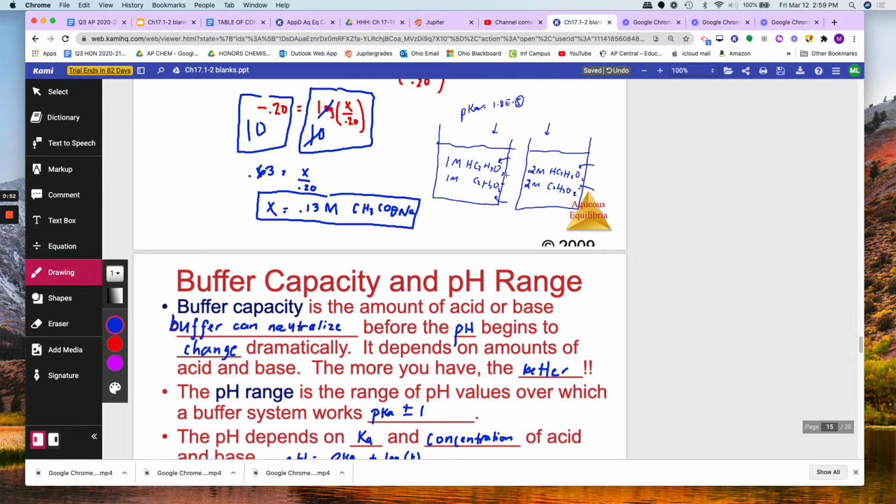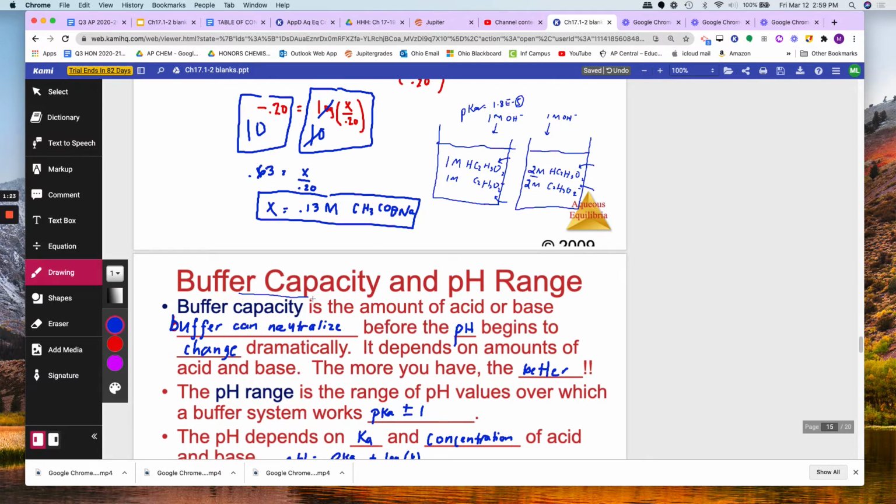What's the difference between these two? Well, the one with 2 molar has more in it. Therefore, it has a higher capacity. That means if you add 1 molar of NaOH or OH minuses, you are going to run out of the acid. But if you add 1 molar of OH minus here, you will only use half of your acid and you will still have some more to use for the future. So that's what buffer capacity is.